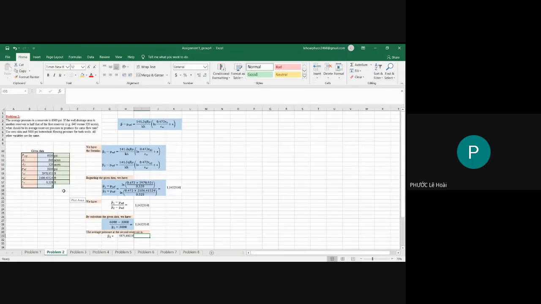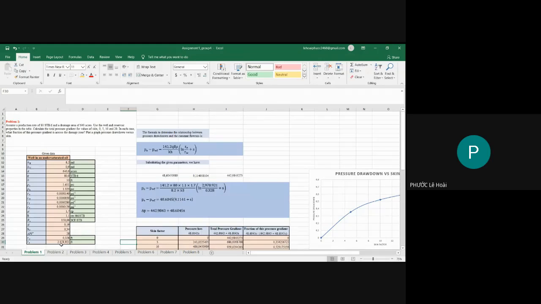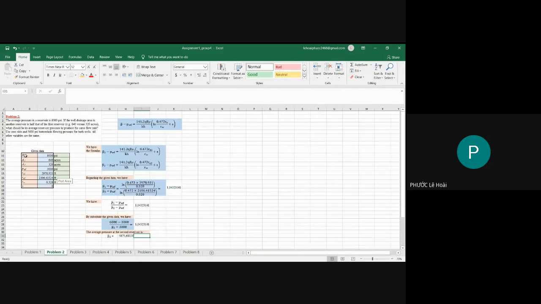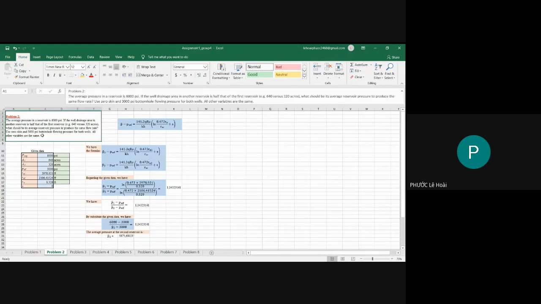Okay, I think it's enough for problem 1 because it's kind of easy. So move to problem 2. It's quite similar to problem 1 here. So we will have the same table data, and the requirement wants us to calculate the average pressure of the second reservoir.